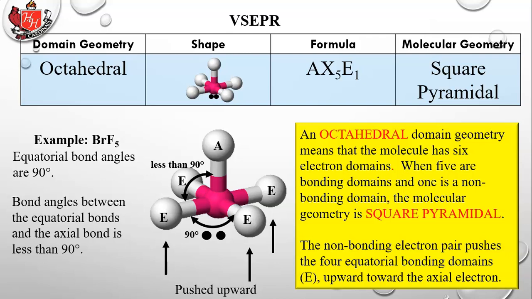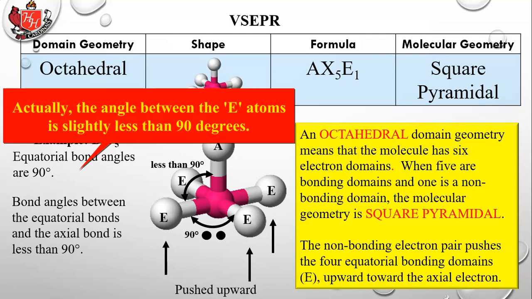The lone pair, they naturally form a nice square pyramid with a flat bottom. But now the bottom's not flat because the lone pair electrons are pushing all 4 of those bonding domains where the E's are upward slightly. So that's going to be the shape, but it's still called a square pyramidal.